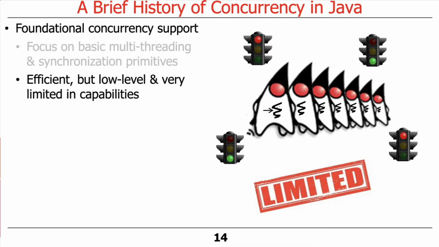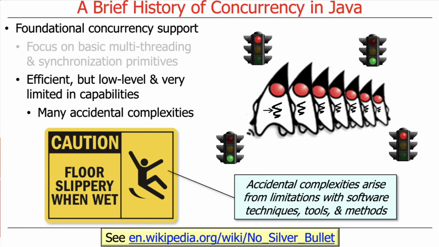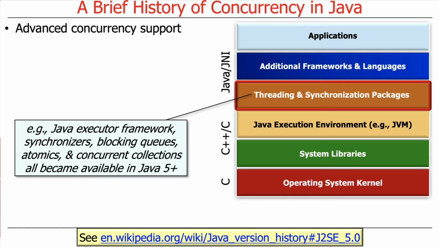So from an evaluation point of view, the mechanisms that are provided in the first version of Java for concurrency are very efficient. They're typically implemented either at the hardware level or as a very thin layer on top of the operating system threads. However, they're also rather low level and limited in what they can do. As a consequence, there's a lot of so-called accidental complexities. Accidental complexities are problems or challenges that arise from limitations with software techniques, software tools, software methods. So using low-level APIs is an example of an accidental complexity. And as we will see, there are many better ways to do this, which we will cover later.